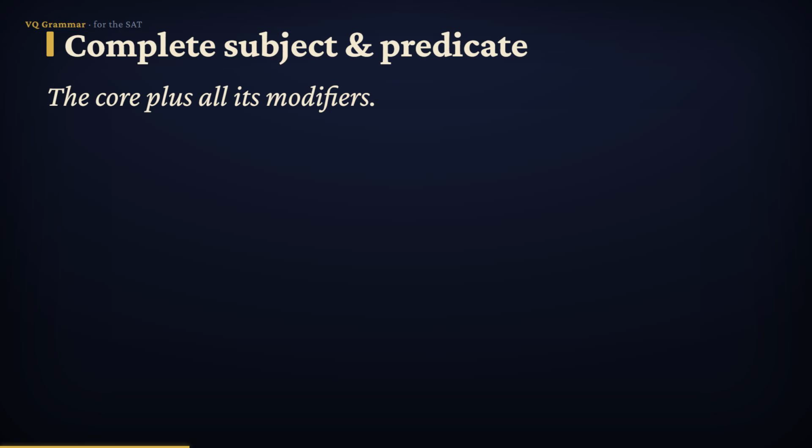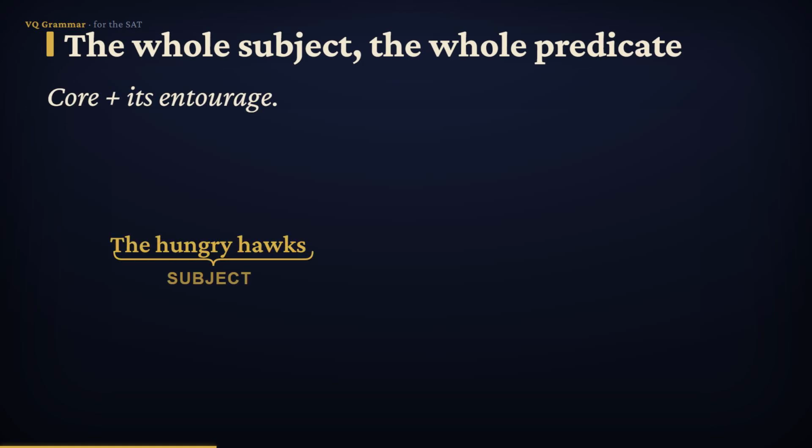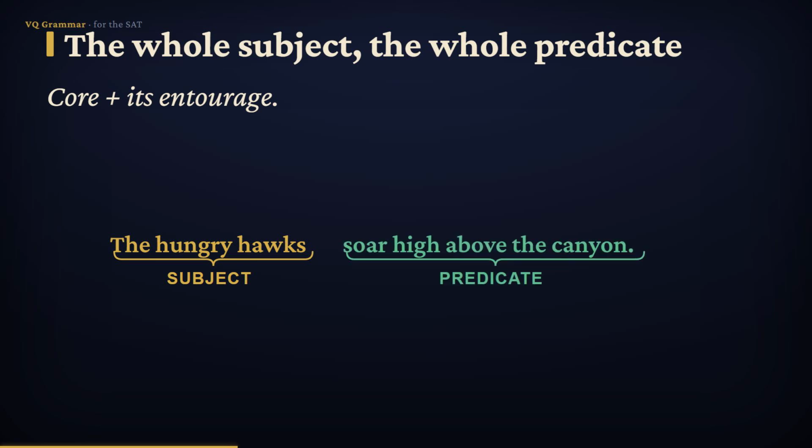Now widen the lens. The complete subject is the simple subject plus all the words that modify it. And the complete predicate is the simple predicate plus everything that modifies it. In our sentence, the complete subject is the hungry hawks, that's hawks, plus the and hungry describing it. And the complete predicate is soar high above the canyon. That's soar plus all the words telling how and where. So complete just means the simple core plus its whole entourage of modifiers.